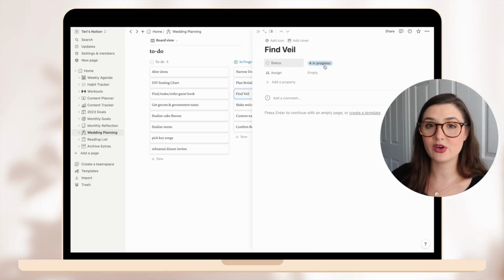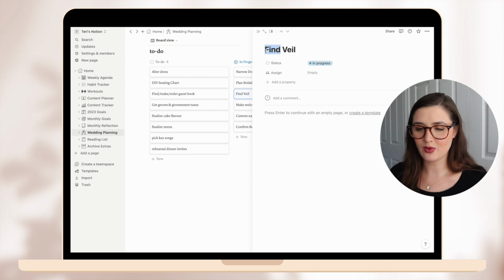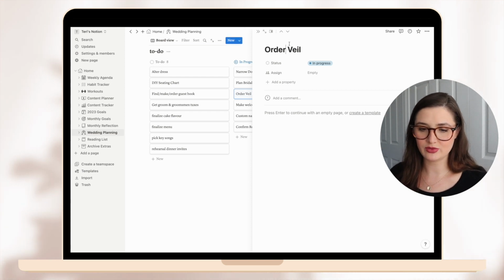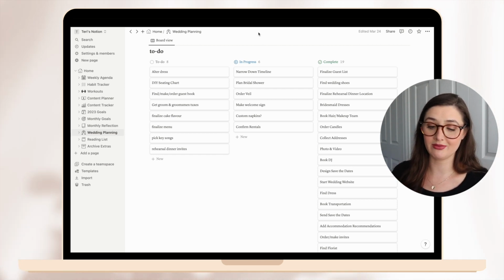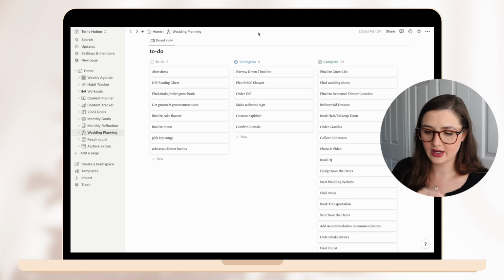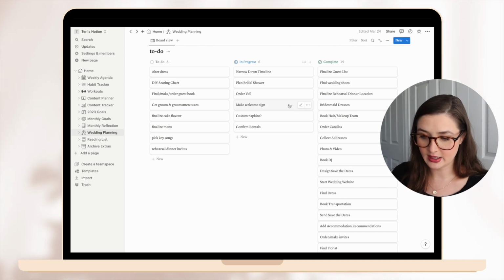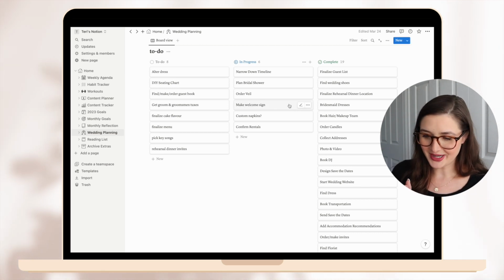I found the veil. I haven't ordered the veil. The only reason why is because I haven't had my dress hemmed to the right length and I just want to make sure that I'm getting the right length because I'm ordering it online and you can't return it. I changed that to order instead. In progress. Make wedding sign, hasn't been done yet. I have to do custom napkins when I get back to the US.